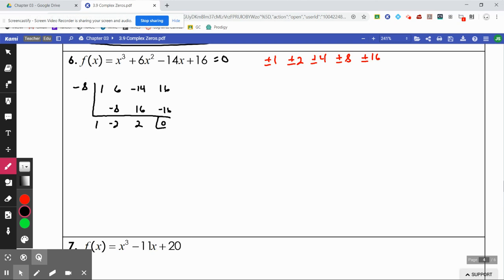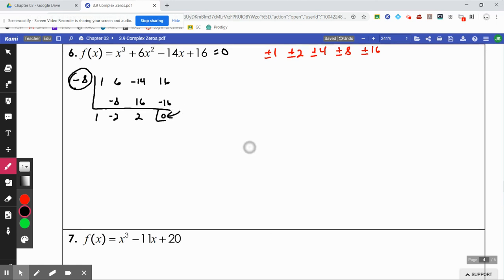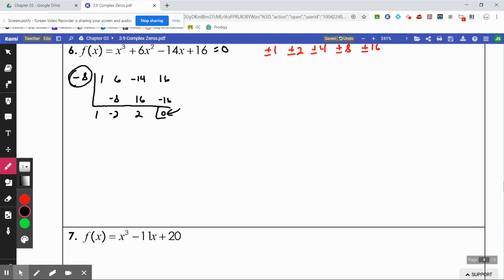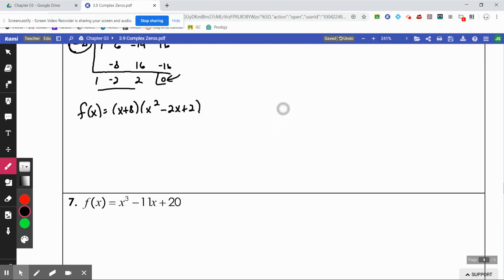So here you see where I've used negative 8 to divide by. So I divided by a factor of x plus 8, and I came out with a remainder of 0. So therefore, I've now rewritten my function as x plus 8 times x squared minus 2x plus 2, which is not factorable. But we can stop and set each factor equal to 0. So I have x plus 8 is 0, giving me x is negative 8.